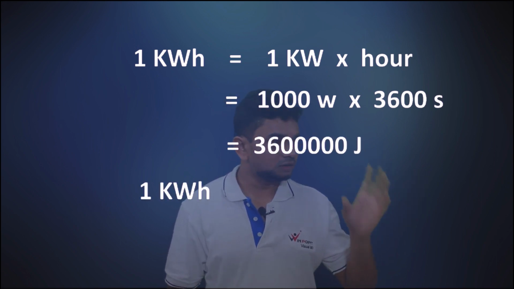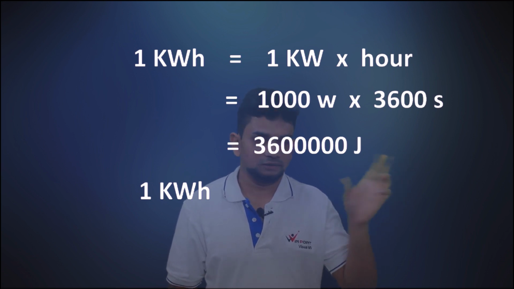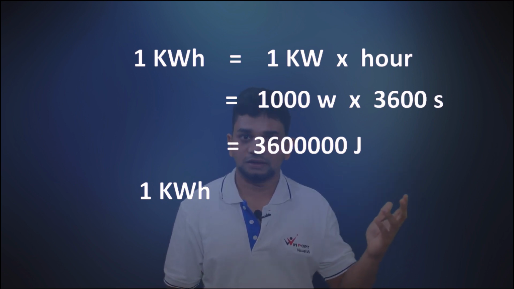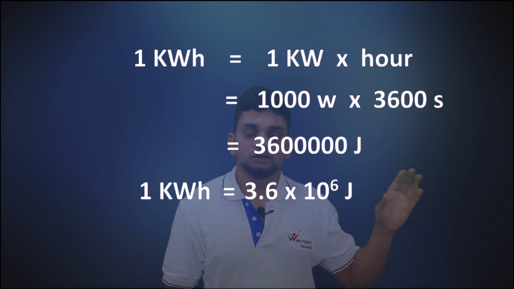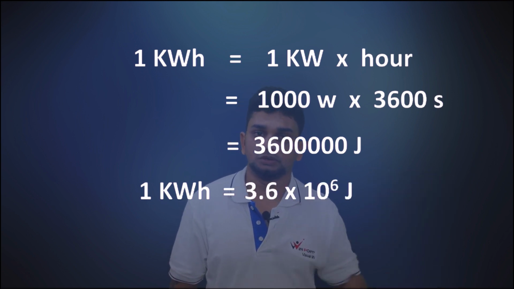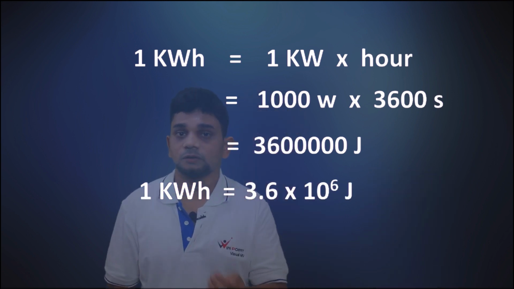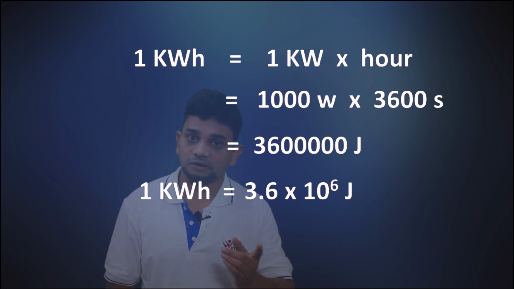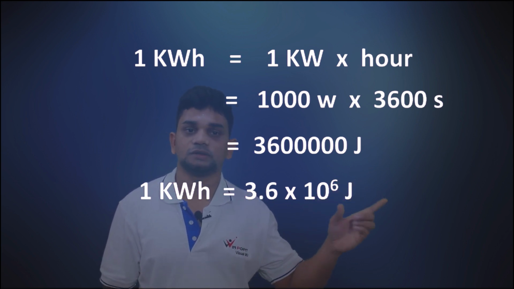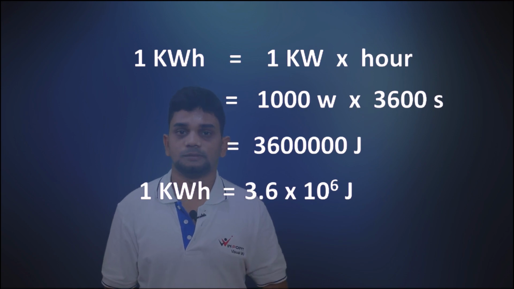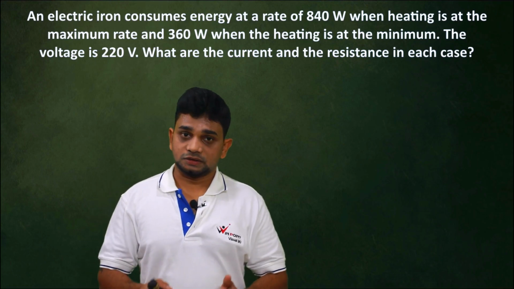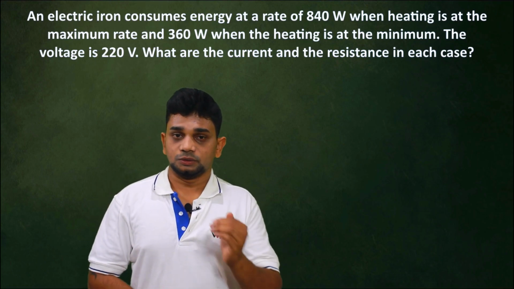Which means 1 kilowatt hour is equal to 36 lakh. Instead of that, we are writing 3.6 into 10 raised to 6 joule. This is 1 kilowatt hour. What is the amount of energy in 1 unit of current? 3.6 into 10 raised to 6 joule, 36 lakh joule. Now we can discuss some of the numericals related to these topics.